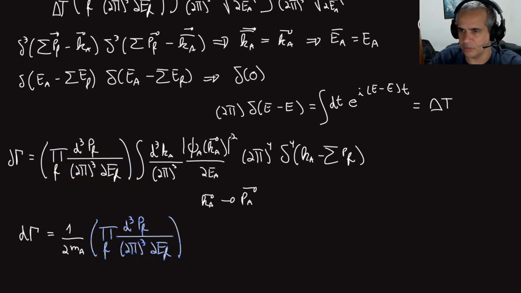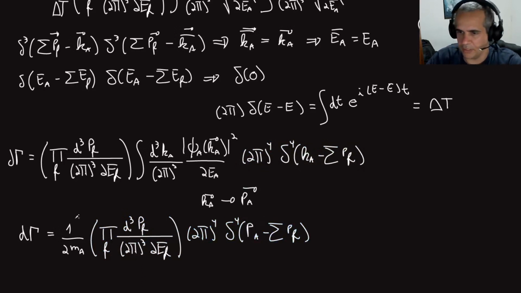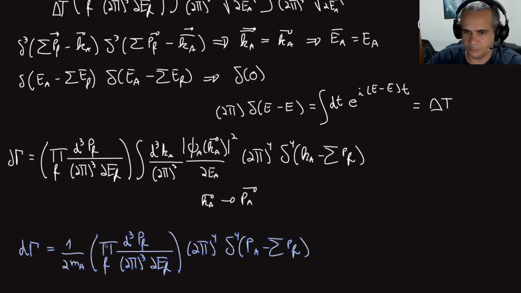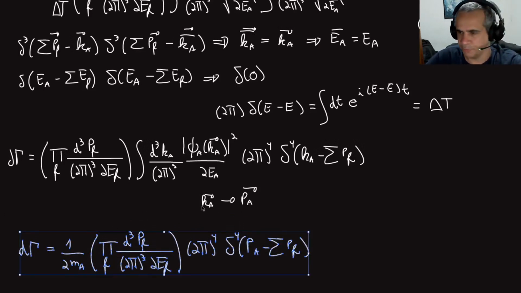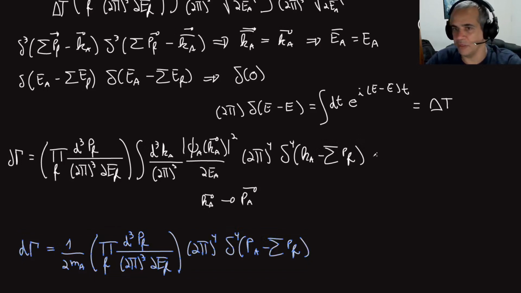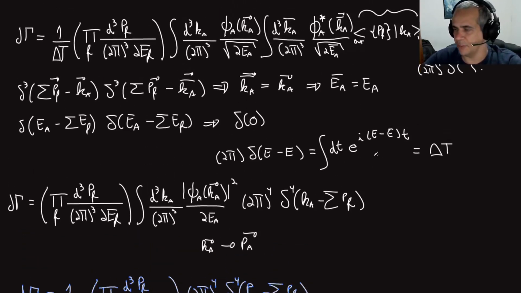2 pi cubed cancels with the normalization of this guy, and I have energy and momentum conservation. But now I have Pa here, and this is the expression I was looking for, which, I forgot an important thing here, right? Besides the deltas, these guys have the invariant matrix element, from Pa to all of Pf, right?